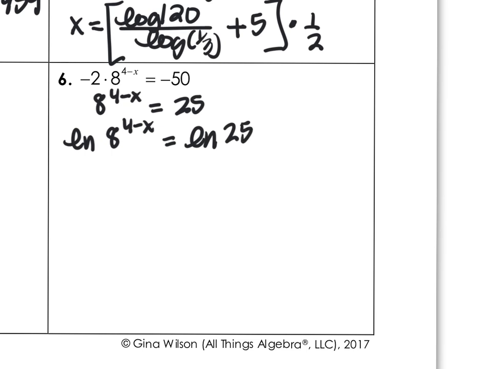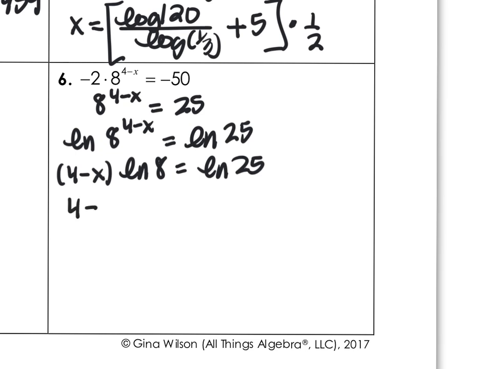So once we do the log on both sides, we can bring that exponent down. And then isolate the x. So I'm going to divide by the natural log of 8. So 4 minus x would be equal to ln 25 over ln 8. And now we just need to isolate x.